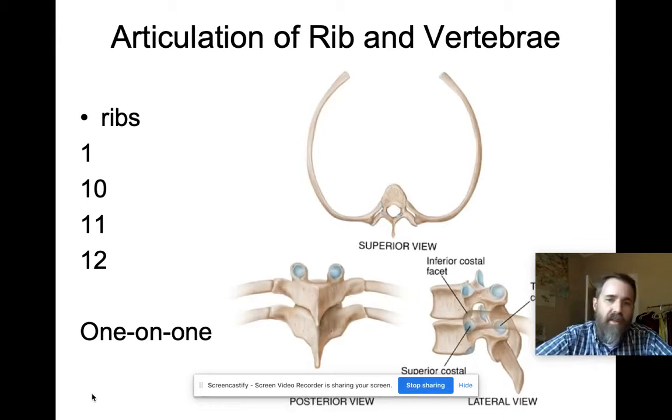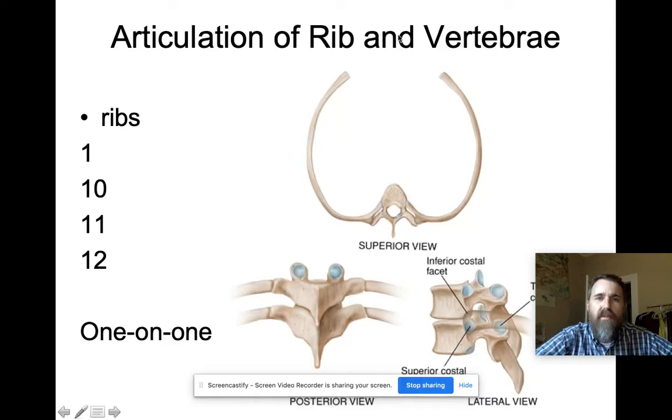We mentioned that the costal facets on the thoracic vertebrae are the points of articulation between the ribs and the vertebrae. This relationship is very simple in some ribs. Ribs 1, 10, 11, and 12 attach to just one vertebra. So looking at how that happens here on this image.